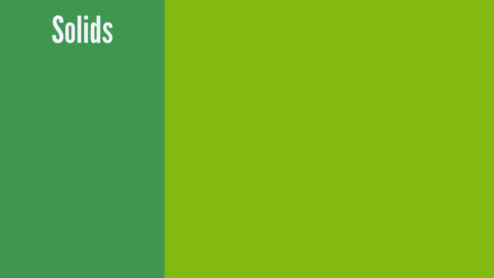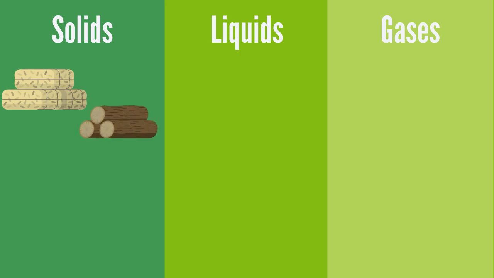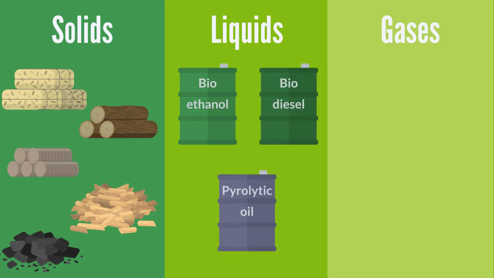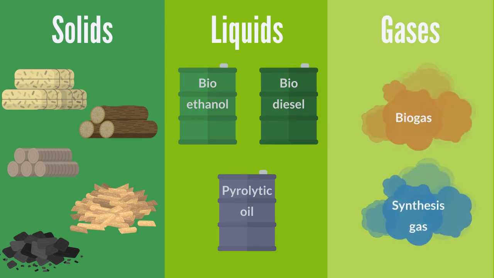Biofuels can be solids, liquids, or gases. For example, straw, firewood, briquettes, pellets, and charcoal are solids. Bioethanol, biodiesel, and pyrolytic oil are liquids. And biogas and synthesis gas are gases.